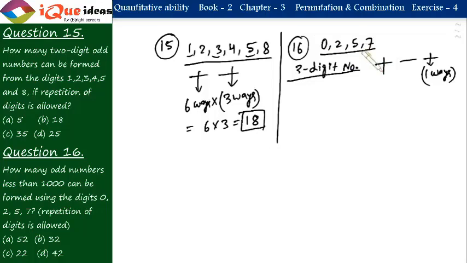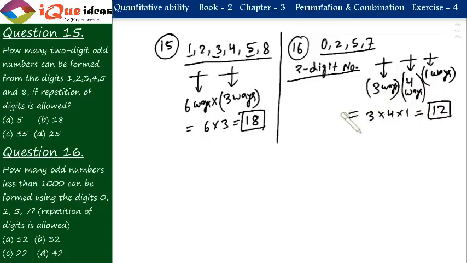The remaining 2 places can be filled now. Because 0 is there, 0 cannot come in the first place. So for the first place, 2, 5, or 7, any one of them can come. So 3 ways for the first place, right? And for the second place, any one of the digits can come, so 4 ways for the second place. All right, so the total number of ways will be 3 into 4 into 1. That is 3 4s are 12, so 12 numbers can be formed.